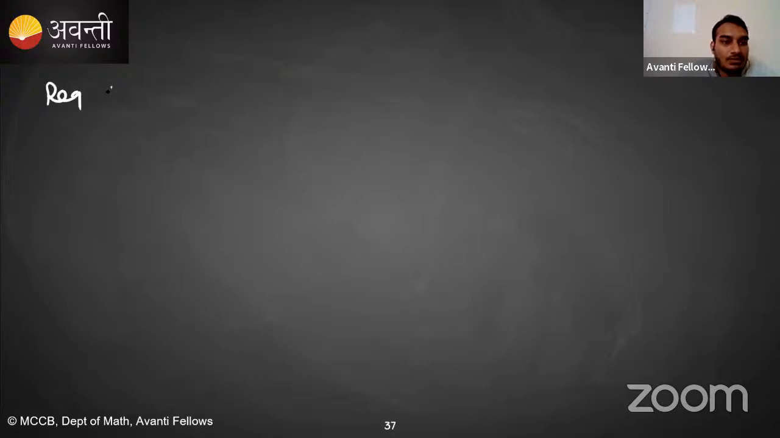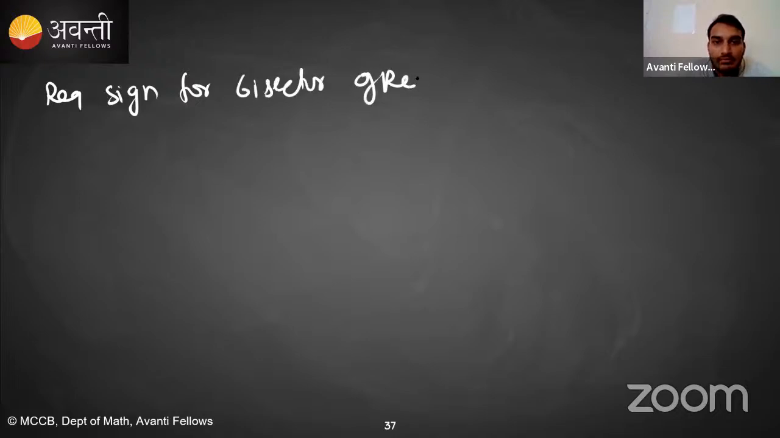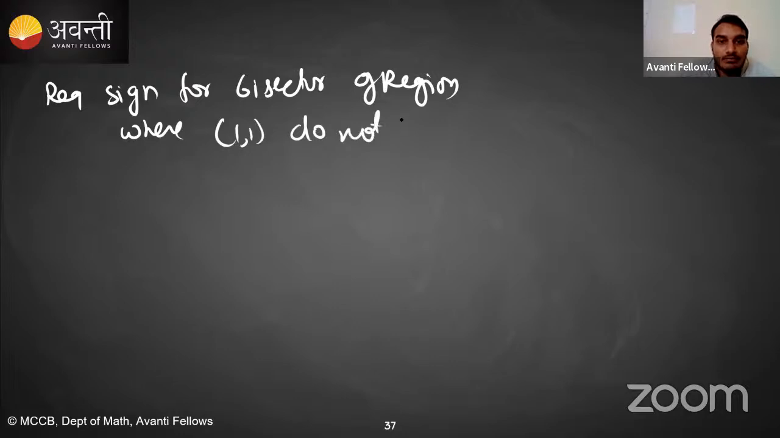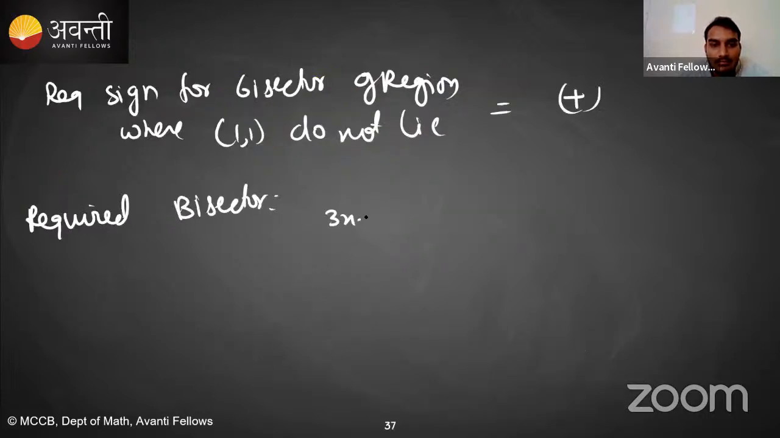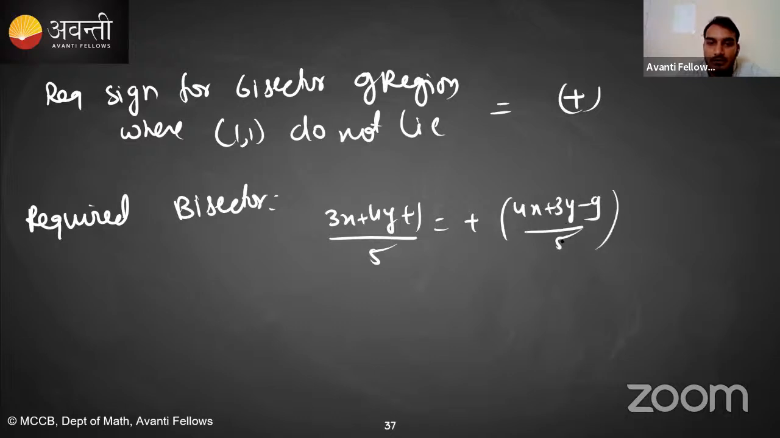So required sign for bisector of region where (1, 1) do not lie. कितना है? पॉजिटिव लाइन लेने पे आ जाएगा, राइट? सो इट इंप्लाइज रिक्वायर्ड बाइसेक्टर कितना आ गया? रिक्वायर्ड बाइसेक्टर इज (3x plus 4y plus 1) upon 5 is equal to plus (4x plus 3y minus 9) upon 5. 5 से 5 गया, कितना बच गया? x minus y minus 10 is equal.